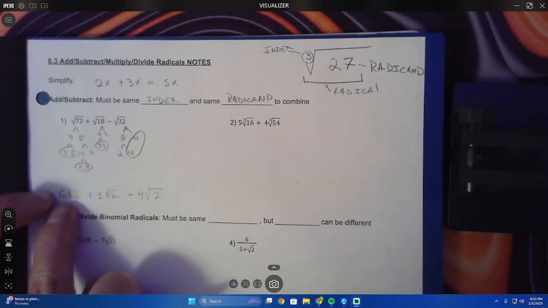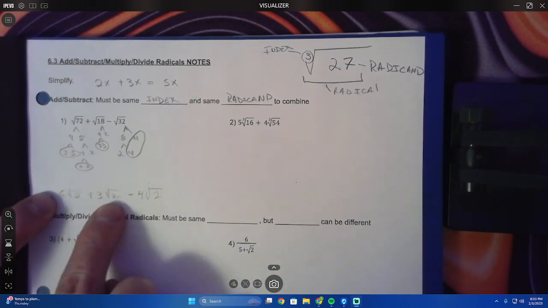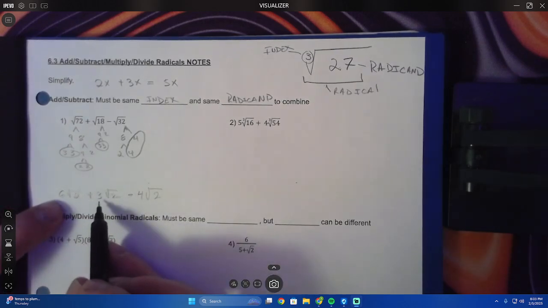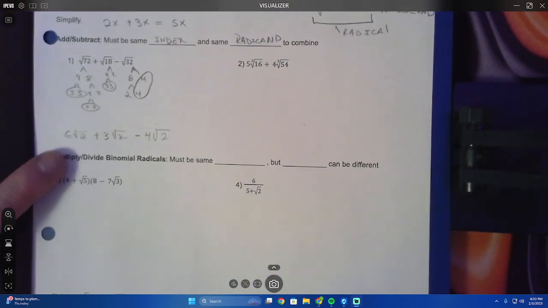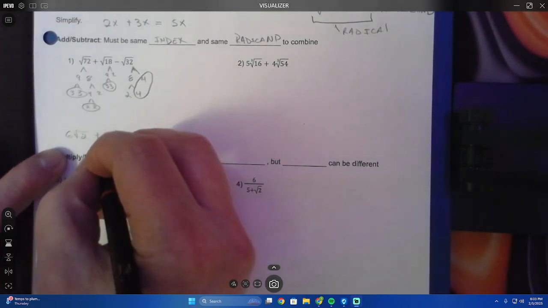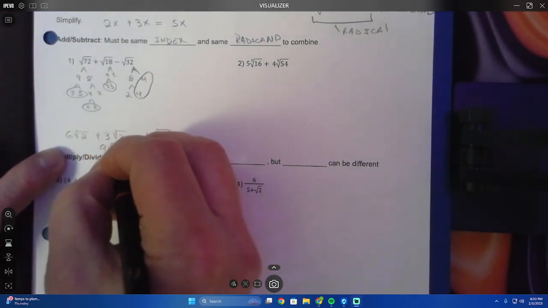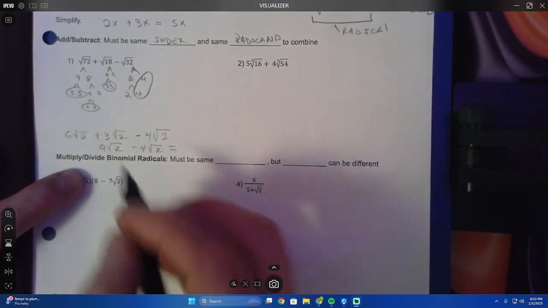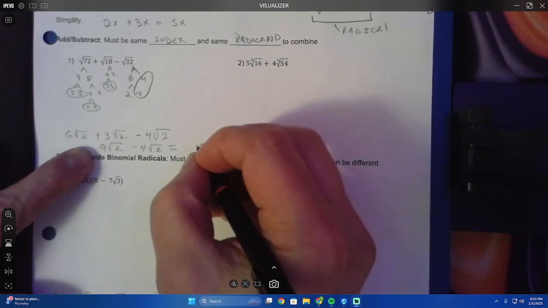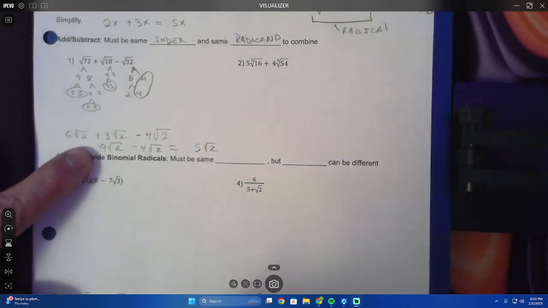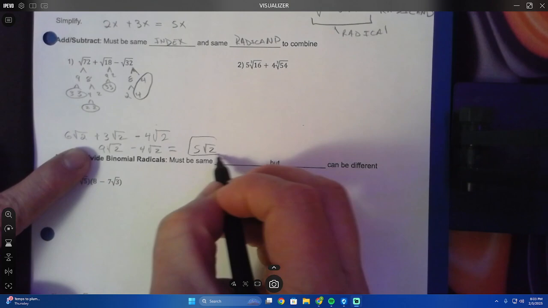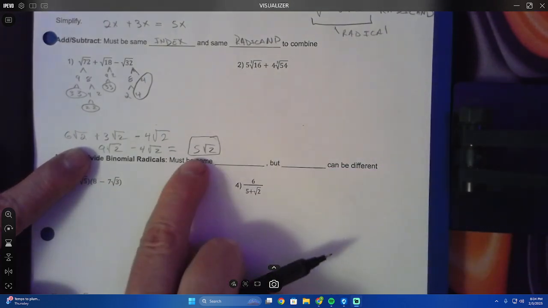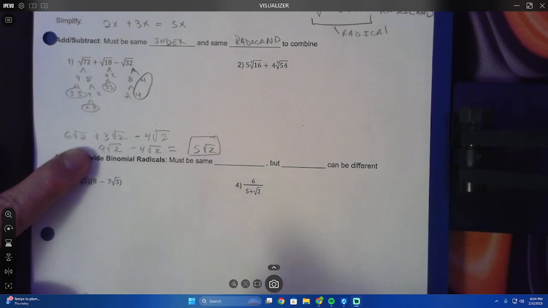So now let's go ahead and do this. Here I know 6 root 2 plus 3 root 2. I can just combine these numbers out in front. And I know 6 plus 3 is 9, so I can write this as 9 root 2. Now I still have to subtract that 4 root 2. I know 9 minus 4 is 5, and then that radical stays the same. So my final answer for that first problem is 5 root 2.